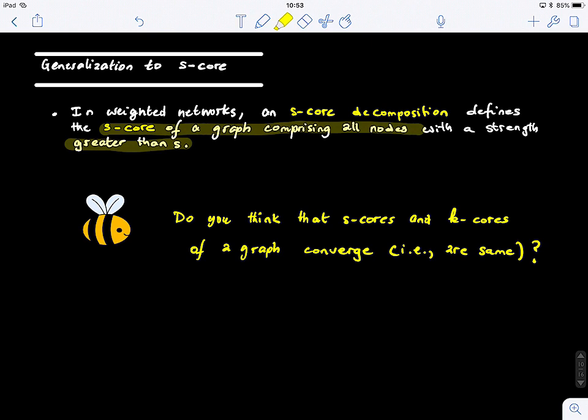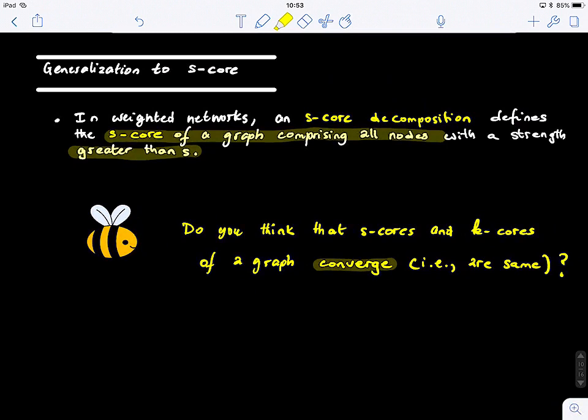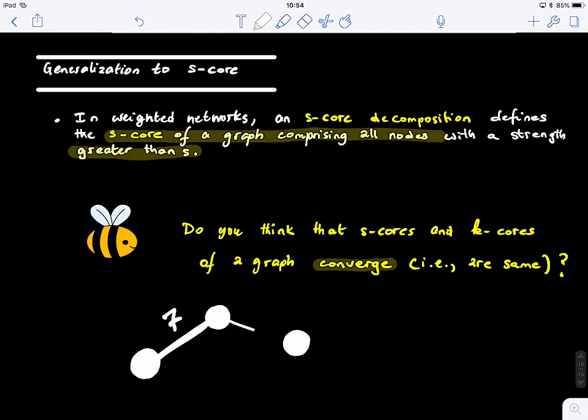So now here is the question. Do you think that S-cores and K-cores of a graph converge? Let's say you have a weighted graph. You can just look at the degree, so simple. In any weighted graph, you can completely ignore the thickness of the edge, the strength of the connection. So here the strength is maybe 7, and this one is strength 3, right? But if you look at the cores, you're going to consider just the degree. So in this case, it's 2, 1, and 1, right? But if you look at the strength and do the S-core decomposition, do you think that these two will be identical or not?